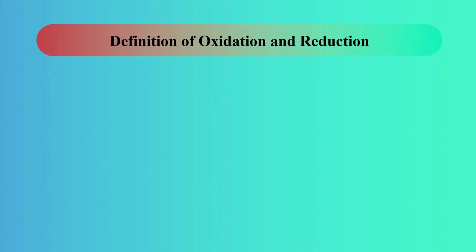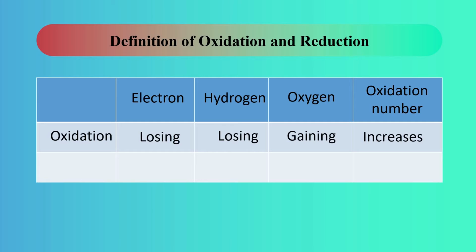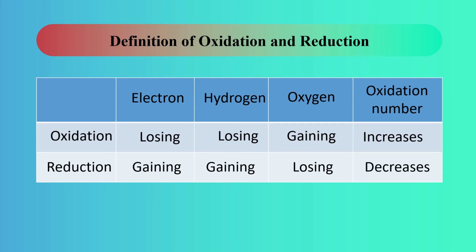For the definition of oxidation and reduction, you can use these four terms: electrons, hydrogen, oxygen, and oxidation number. Hydrogen and oxygen was the old concept, the latest is electron transfer, but in most cases we use oxidation number. Oxidation is a half reaction where electrons are lost, hydrogen is lost, oxygen is gained, and oxidation number increases. What is oxidation number? I'll discuss after a few moments. Reduction is electron gaining, hydrogen gaining, oxygen losing, and oxidation number decreases. So the vital point here is oxidation number.